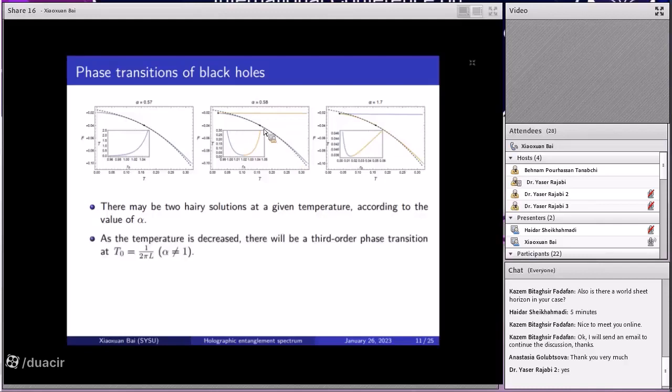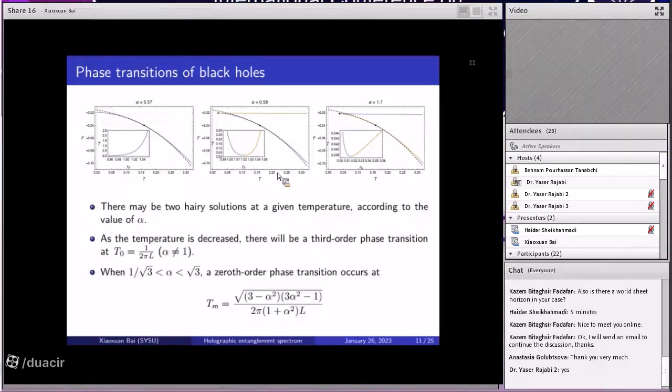As the temperature is decreased, there will be a third order phase transition from the S-AdS black hole to the hairy black hole. It occurs at T0 here, which is 1 over 2 pi L. L is the entangling radius. When alpha is between 1 over root 3 and root 3, there will be a zeroth order phase transition from the hairy black hole to the S-AdS black hole. So the transition temperature is determined by the values of alpha.